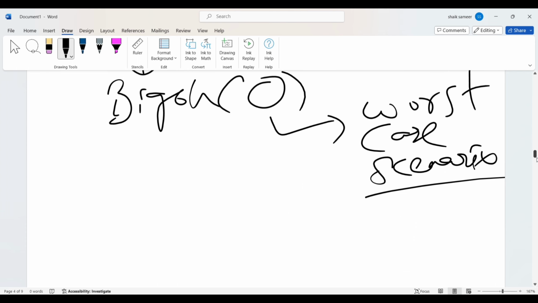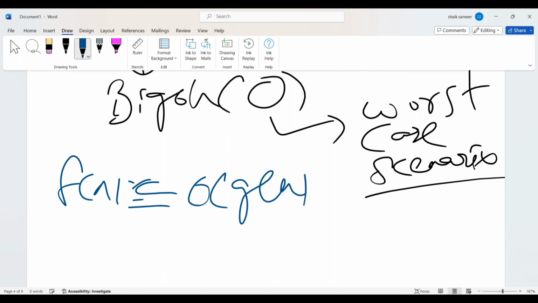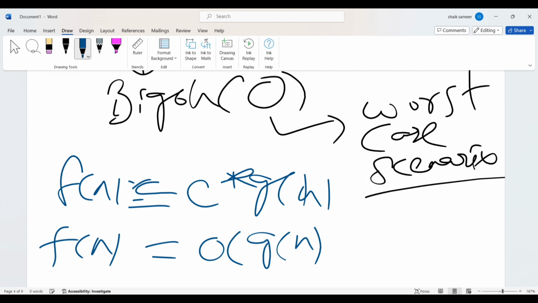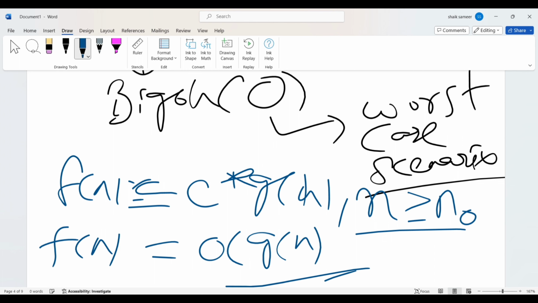So recall the two identities in the definition of the BIGOH notation. The two identities are f of n less than or equal to BIGOH of g of n, and along with this, f of n equals BIGOH of g of n. F of n is less than or equal to c into g of n for n greater than or equal to n naught. So you have to remember these two identities.